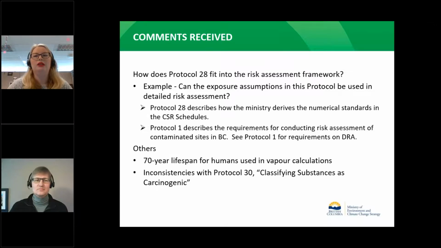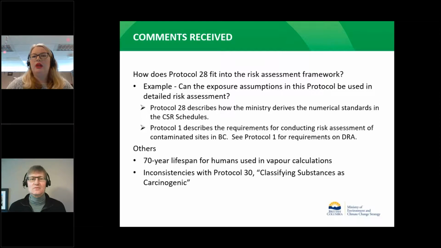Protocol 1, titled Detailed Risk Assessment, contains the requirements for conducting risk assessment of contaminated sites in British Columbia. It is possible that the exposure assumptions from Protocol 28 could be used in risk assessment, but you must ensure you're following the requirements that are set out in Protocol 1. There was some language in Protocol 28 that likely contributed to some of this confusion, so the final posted version has hopefully clarified on this distinction between the two protocols.